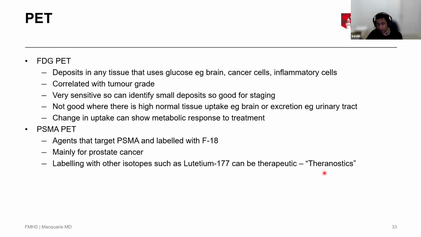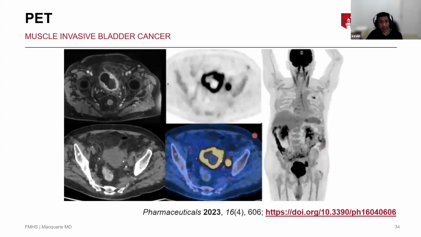But Carly probably knows a lot more about that than I do, so you have to direct the questions to him. And these are the amazing images we get. So this is the CT scanner, okay? And this is the PET, and this is what happens when we put them together, okay?